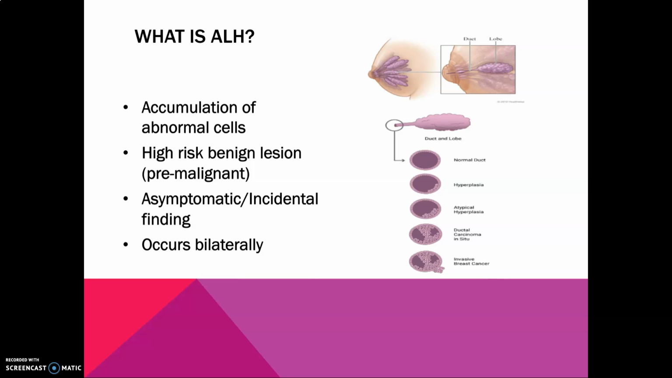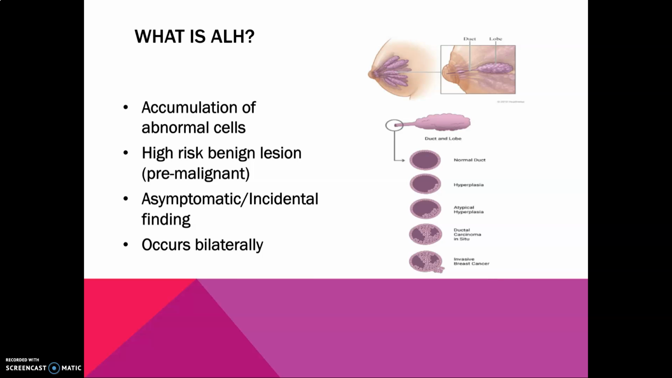It is a high-risk benign lesion classified as being premalignant, which means it has the potential of becoming breast cancer. Usually women are asymptomatic, so there are no known signs or symptoms. ALH is an incidental finding and will most likely be discovered during a breast biopsy. Typically, this disease occurs bilaterally.